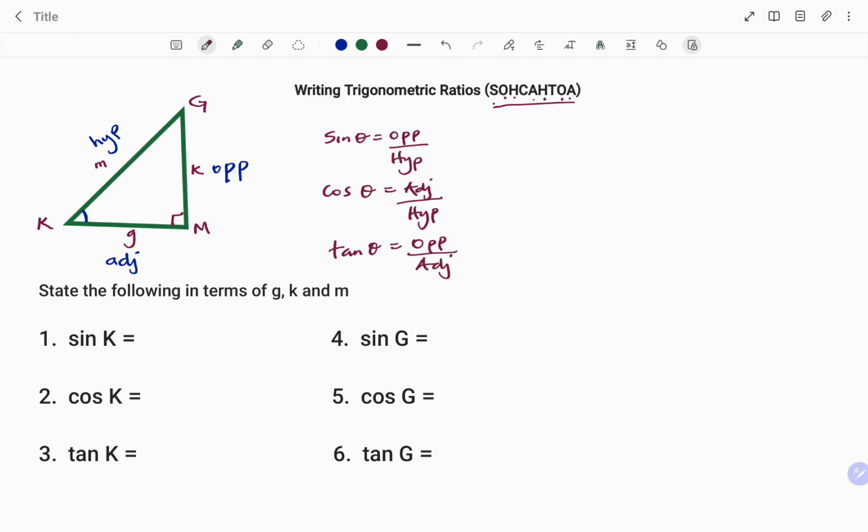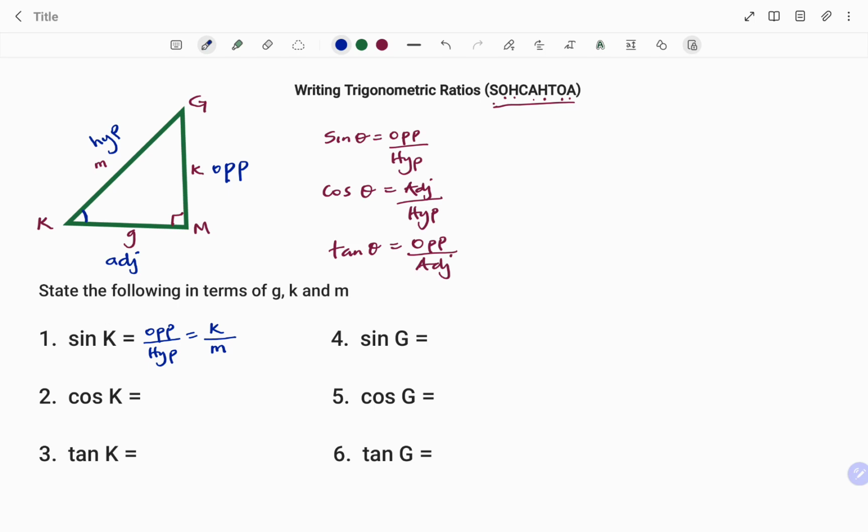So looking at the first example, we have sine K. K is the reference angle, and we know that sine is opposite over hypotenuse. So we have that as opposite over hypotenuse, and opposite in this case is K over the hypotenuse M, as shown in the diagram.